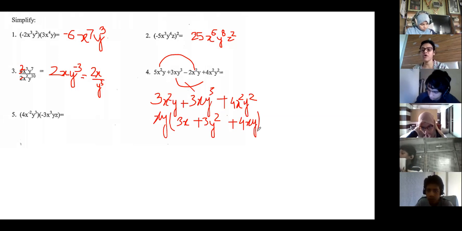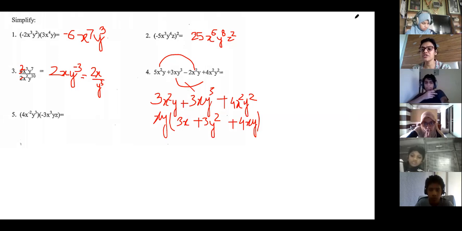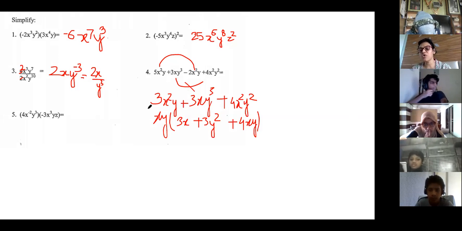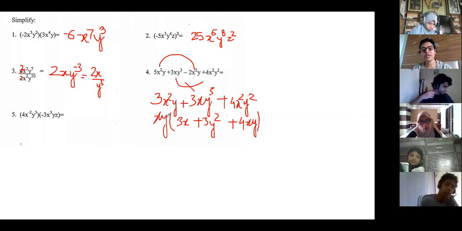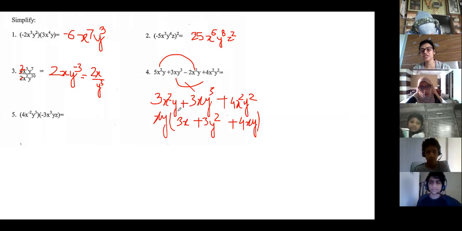Now, if you have not understood this step, you can ask. Has anybody understood? Ma'am, I didn't understand. See, whenever you are taking out common, we are dividing. xy is there in all the three, so I will take out xy common, and when I take out xy common, I have to divide all the terms by xy.